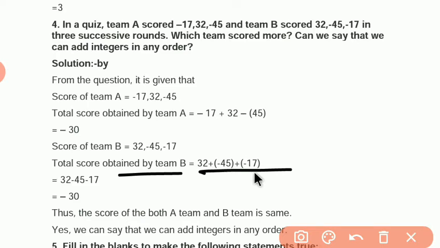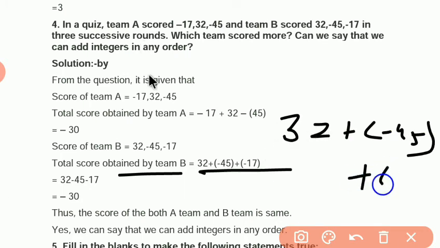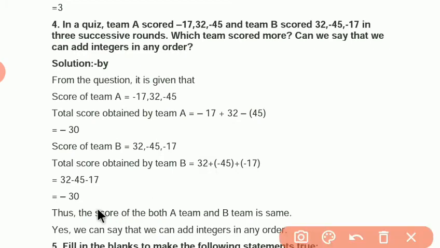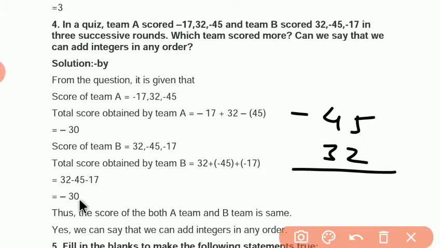32 plus of minus 45 plus of minus 17. Here we have used two signs, therefore we have to write the minus number in brackets. Now we'll open the bracket: 32 plus into minus, minus 45 plus into minus, minus 17. Again we will solve by taking pairs of two numbers. So we'll get 32 minus 45 minus 17. If we solve this, we'll get the answer as minus 30.